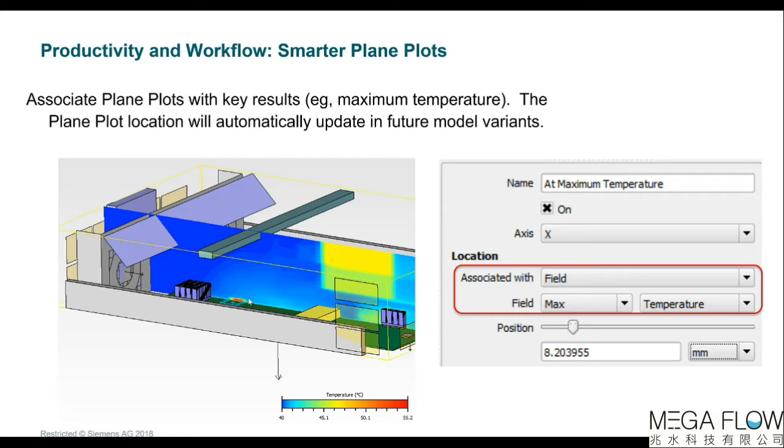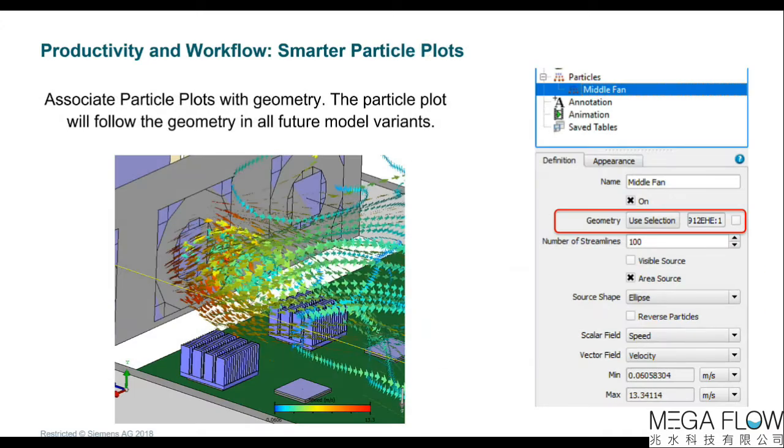And that's useful because it's a pretty common thing to want to know, where's the hottest location in the model. But for this particular model, if I change the power distribution on the components, the next time I solve, the maximum temperature may be in a different location. If that's the case, the next time I enter results mode, this plane will automatically adjust its location to be coincident with the maximum temperature in the model, saving me a lot of time.